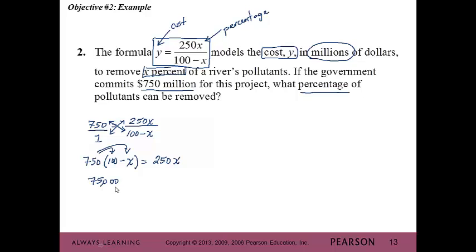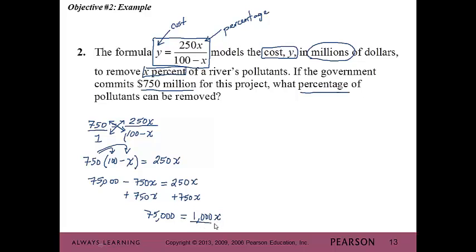And now we have 75,000 minus 750x equals 250x. So remember, we're still solving for x, which means now we need to get our x's together. So we're going to do that by adding 750x on both sides of our equation. And we have 75,000 equals 1,000x.